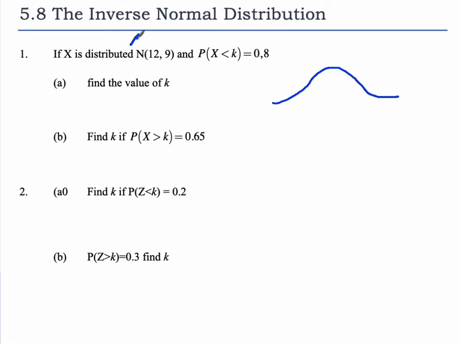We have a normal distribution with a mean of 12 and a standard deviation of 9. Probability x less than k is 0.8, so it's going to be way over here. So this area is 0.8 and this area is 0.2. We're going to find the k value by using our calculator to find out this value right here. So obviously it should be a bit more than 12.